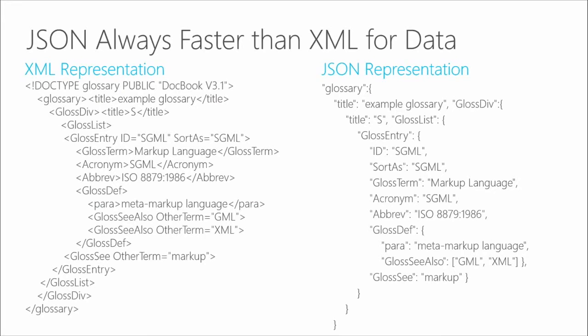So first thing, JSON. JSON is always faster than XML. Look at this example, right? I know a lot of people still like to use the XML representation. And if you still work with service-oriented architecture, SOAP messages, all those things are based on XML, right?